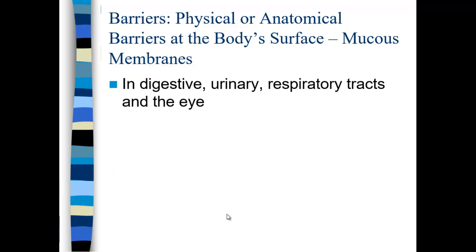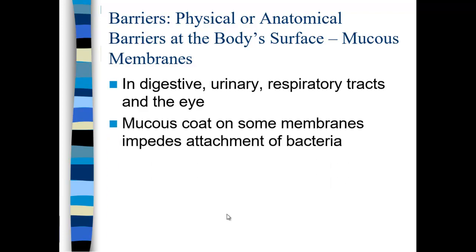Okay. Also, another barrier is mucous membranes. And mucous membranes are lining the endothelium of much of the tissues in the digestive tract, the urinary tract, respiratory tract, and also in the eye. A coat of mucus, on some of these membranes, will impede the attachment of bacteria. The mucus on the membrane actually flushes away bacteria before it can adhere to the endothelium.